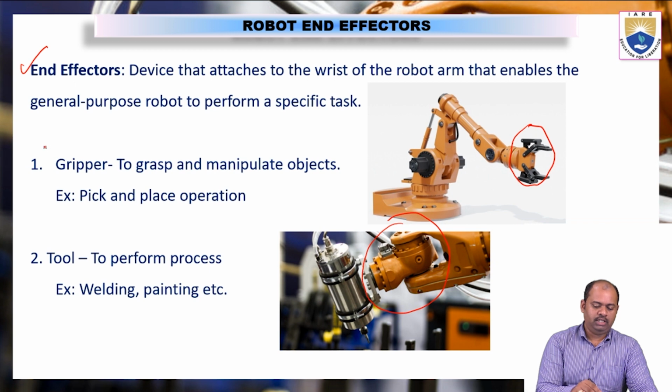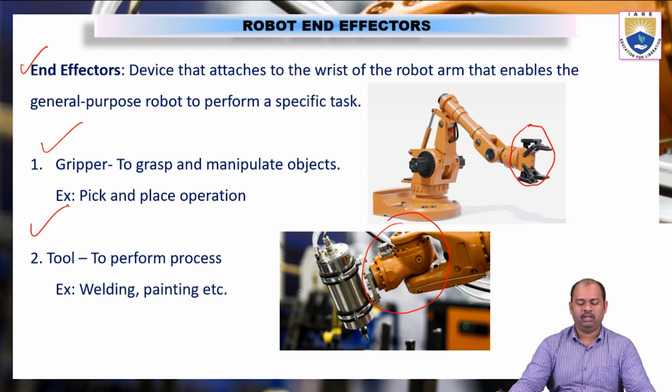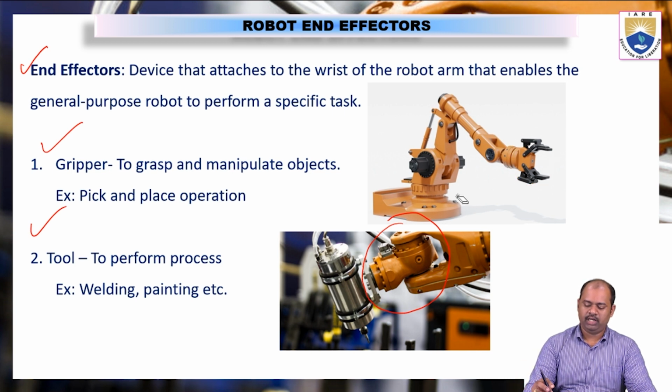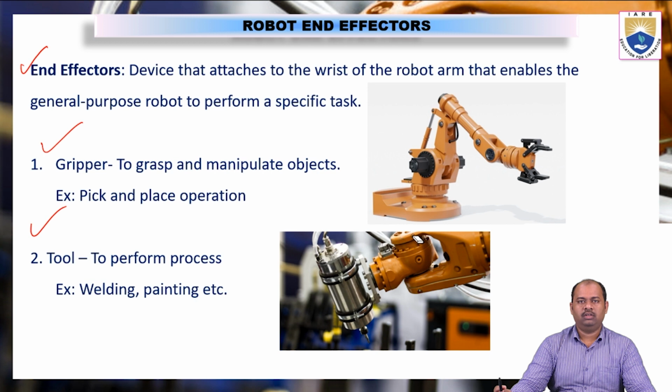And here we can see there are 2 types of end effectors. The first one is the gripper and the second one is tools. There are different tools we can attach to any robot, or we can attach different types of grippers which can be used to manipulate things.